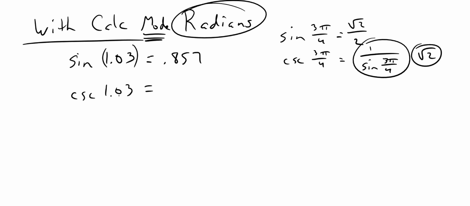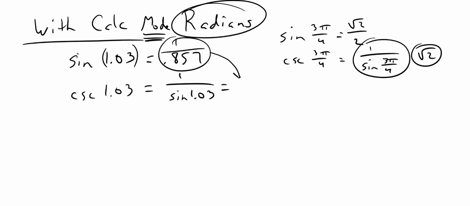Okay? So same thing with this, math fans. It's 1 over sine of 1.03. That's important. Okay, it's a reciprocal of that. So if you do that, it's basically 1 divided by 0.857, which gives you 1.166. Okay, that's your answer.